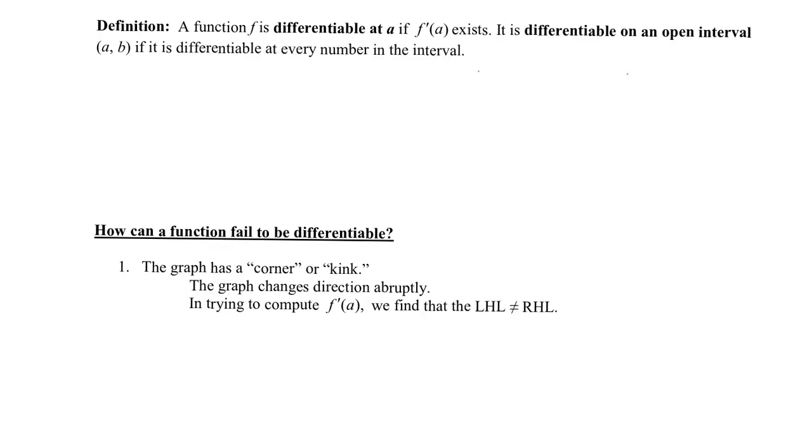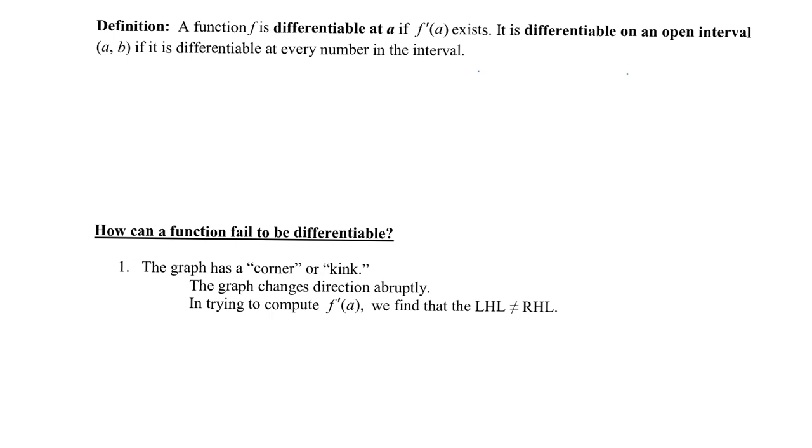Okay, time for a quick definition. A function f is differentiable at a if f prime of a exists. So it's differentiable at this point if the derivative exists at that point. And it's differentiable on an open interval (a, b) if it is differentiable at every number in the interval. Basically this means that the limit exists, right? The limit as h approaches 0 of f of a plus h minus f of a all over h exists.